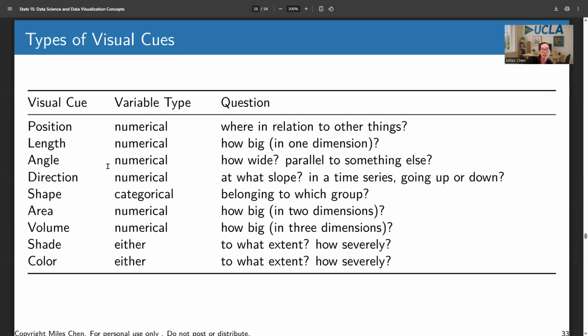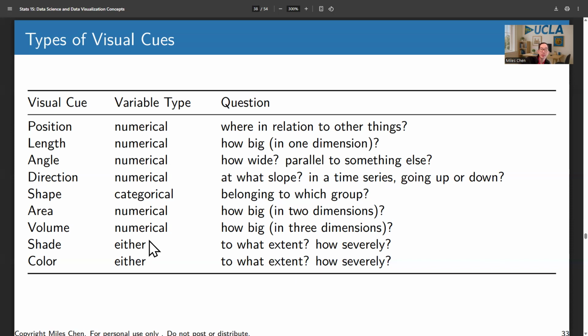You can also have an angle. Certain lines or arrows can point in certain directions, and that can answer questions like, how wide is it, or is it parallel to something else? You can plot a line, and the direction of that line can tell us the slope. Is it increasing steeply or decreasing? If we're looking at a series over time, is it going up or down? We can plot shapes, triangles versus squares versus circles, and that will tell us what kind of group it belongs to.